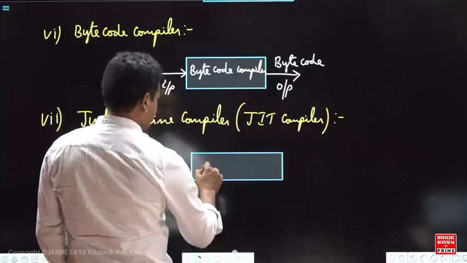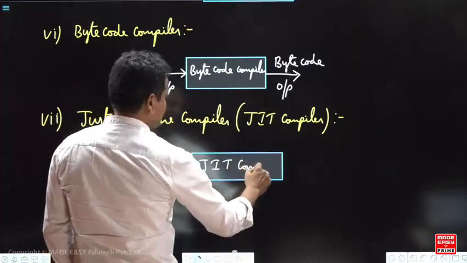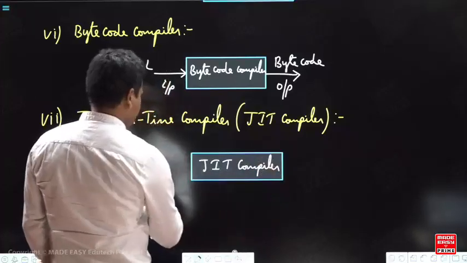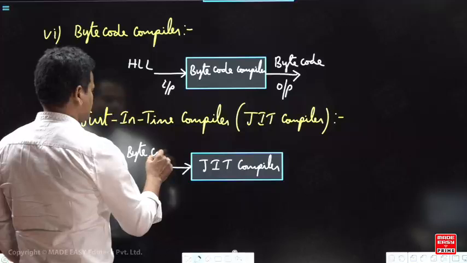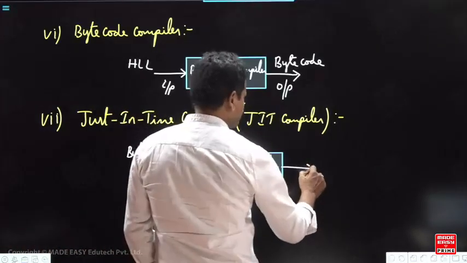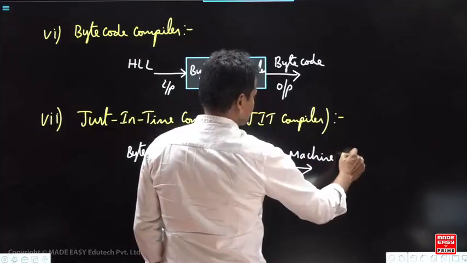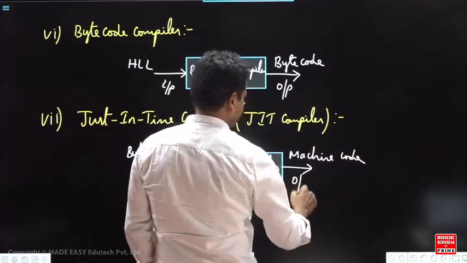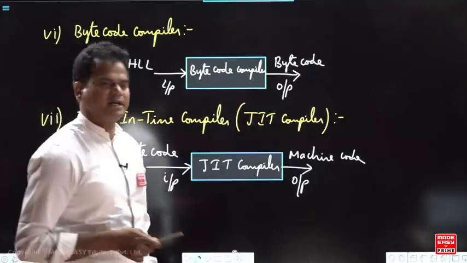which takes bytecode as input, and produces the machine code as output. Okay, actually Java is both compiler and interpreter.